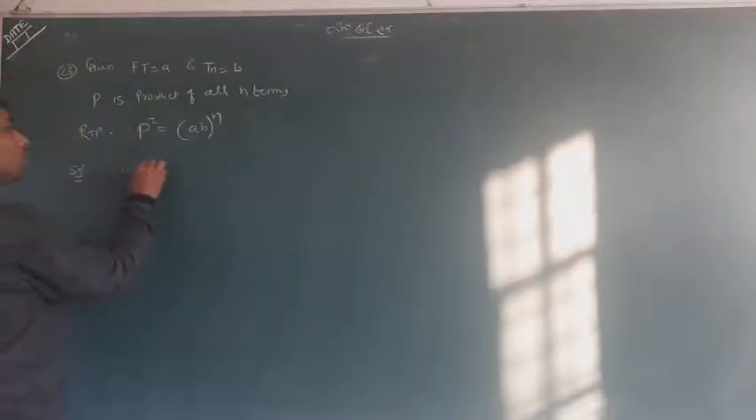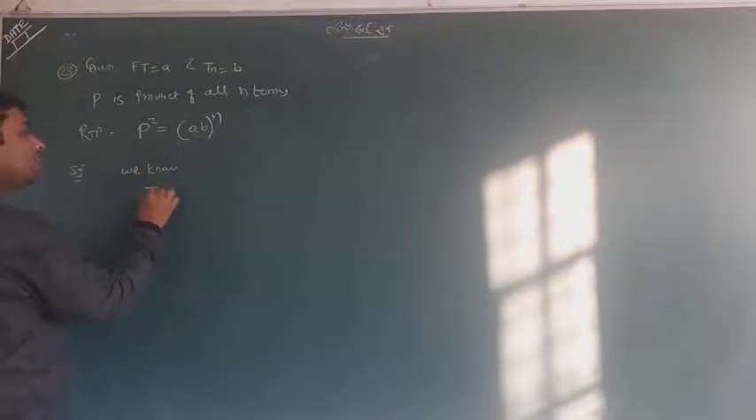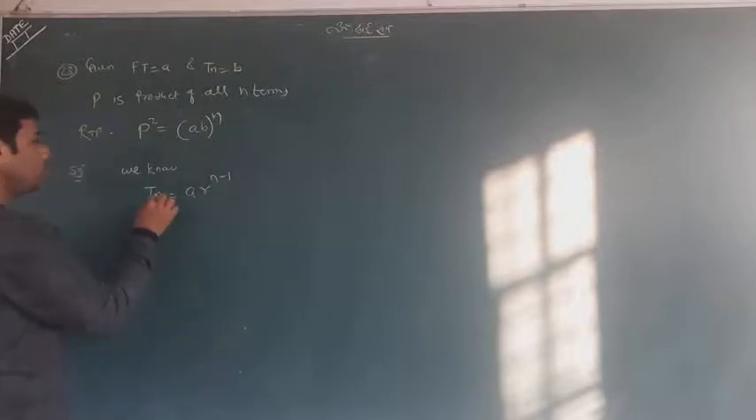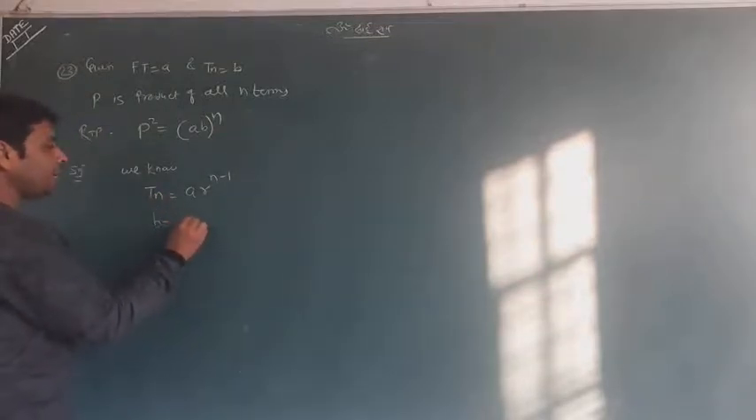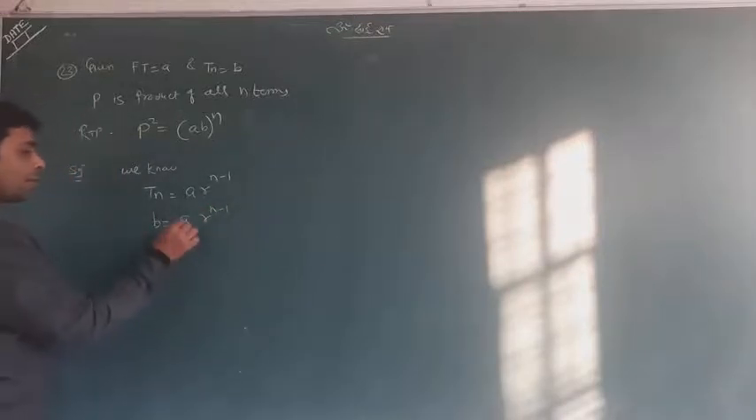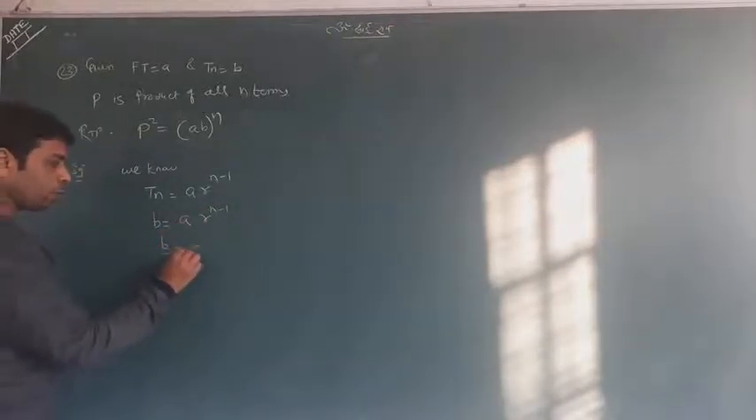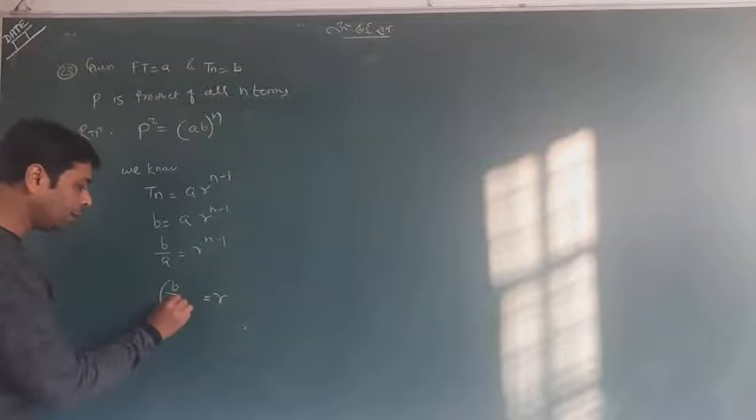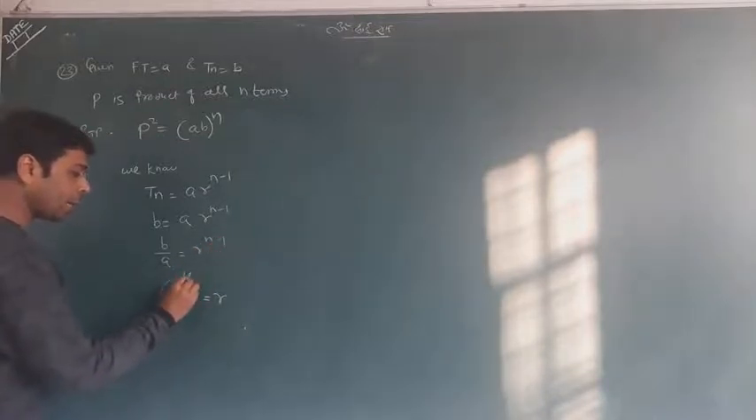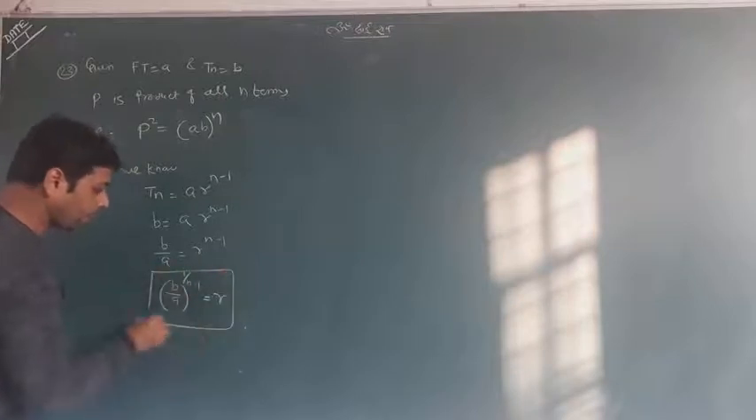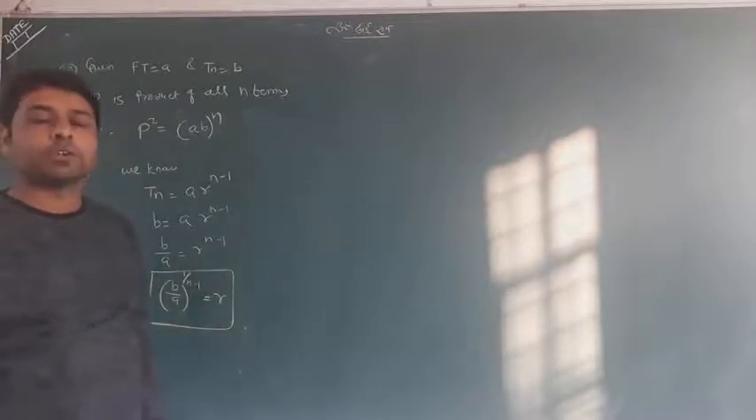We know Tn is equal to A r to the power n minus 1. So Tn is equal to B, A is the first term, ratio I don't know, n minus 1. So I will transfer A, so B upon A equals r to the power n minus 1, and I will find the value of r by transferring the power. It is r to the power n minus 1, now it will be 1 upon n minus 1. And students, you have got a very important term, the ratio.